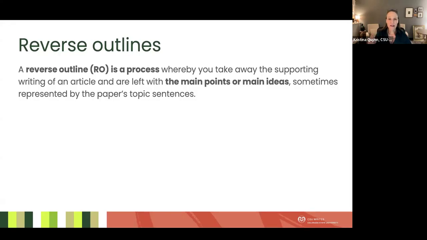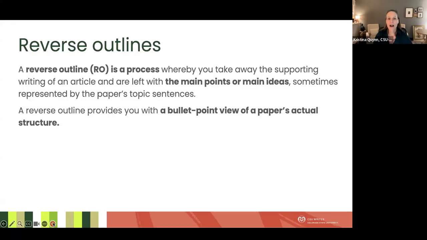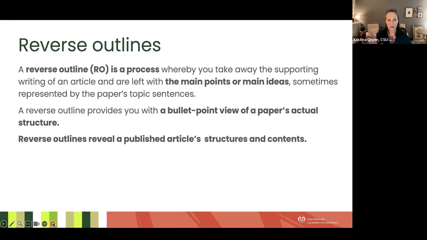You take away all the supporting, general information so that you can find the main points or the main ideas. You could do it paragraph by paragraph in an article. You can do it section by section. Most sections have a main point to that section. IMRAD, where you have introduction, methods, results, and discussion. Those structured papers often have a clarifying section or sentence at the very beginning of each section, which then relates to the overall point of the paper. But basically, you're pulling away everything else that's not a key point, and you get this bullet-pointed style version of a paper, and it reveals the published paper's structure and contents.